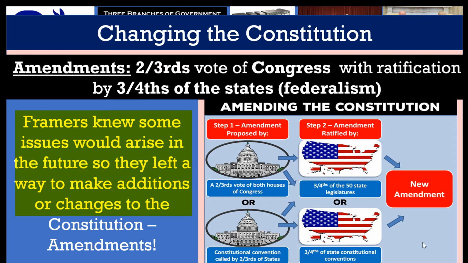Because of all the debates, and knowing that this document might need revisions in the future, they included an amendment process in Article 5 of the Constitution. The amendment process demonstrates the concept of federalism, which we'll be looking at in a minute, in which Congress proposes an amendment with a 2/3 vote.